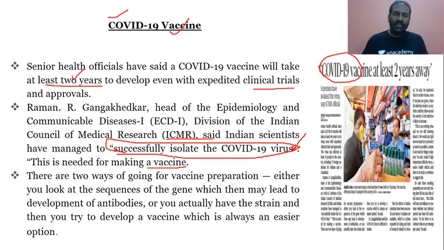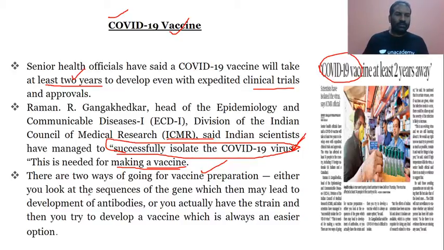And with this initial step, they would be in a position to go ahead with making the virus and making the vaccine. So when they go ahead with making the vaccine, no doubt it will take, as per the senior health officials, at least 2 years. And there are two ways of going for vaccine preparation.